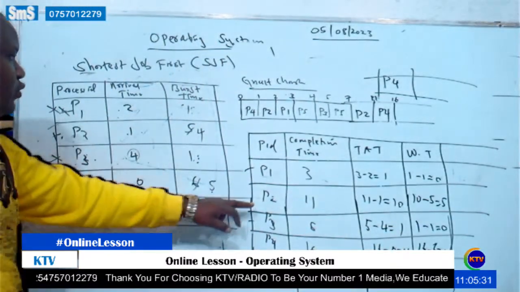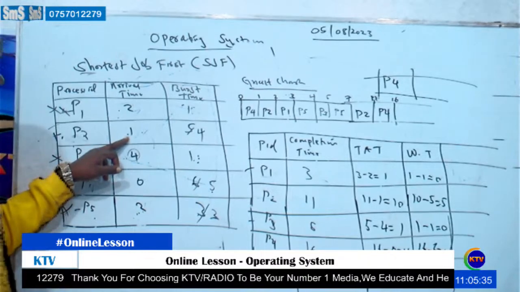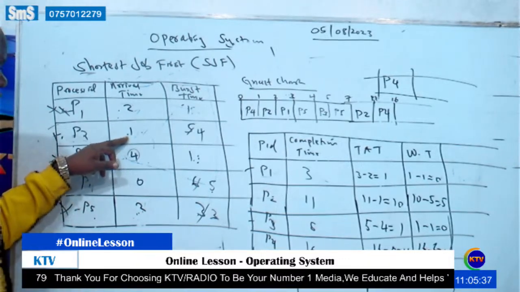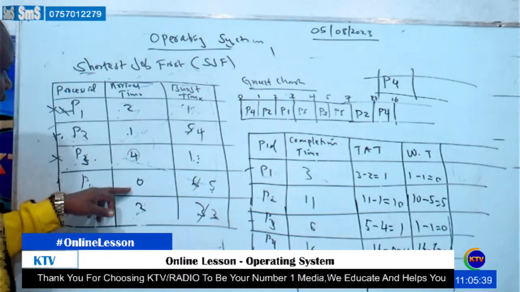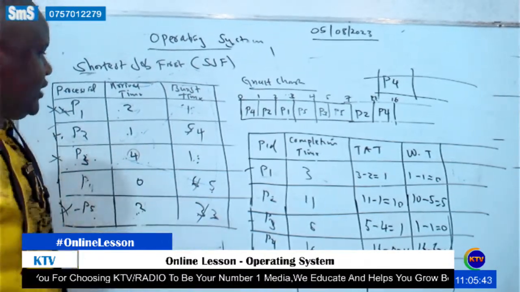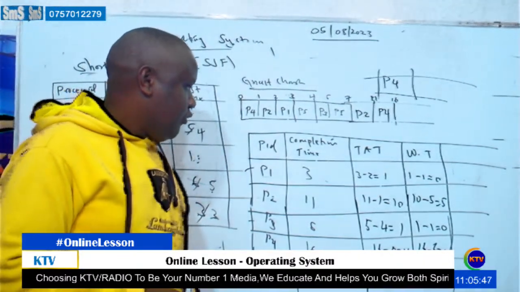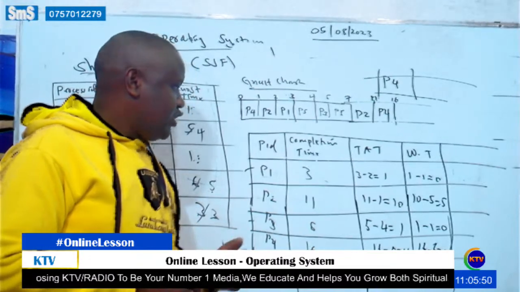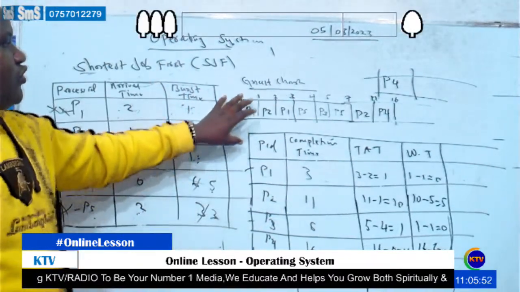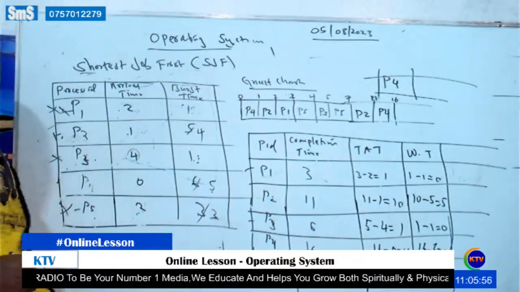But the others, like process 2: when process 2 arrived, process 1 was already in, so it waited. So there was a waiting time for 5 milliseconds. This is how you construct the Gantt chart, and that's how you get the turnaround time and waiting time.